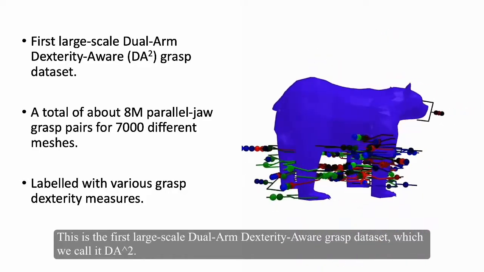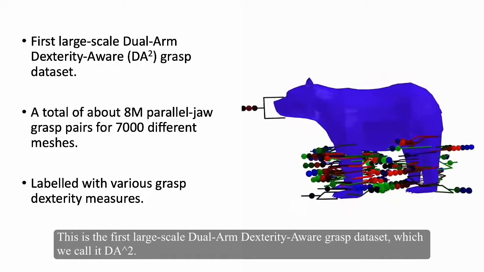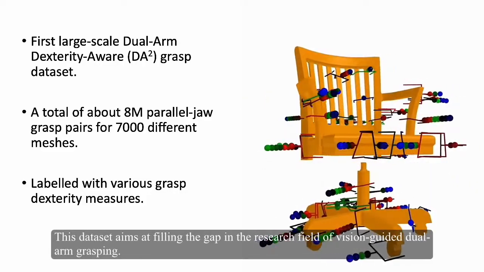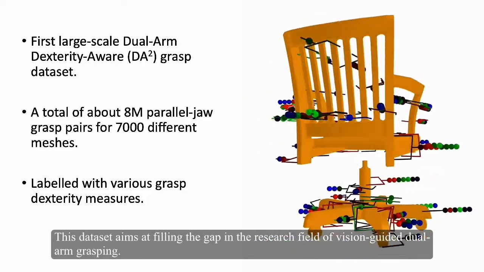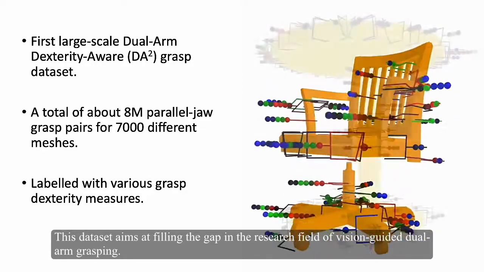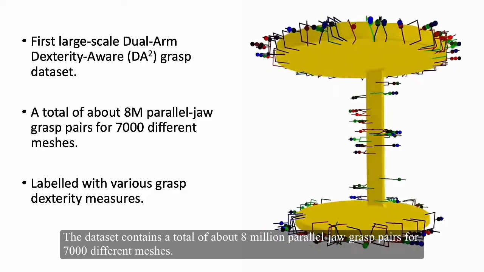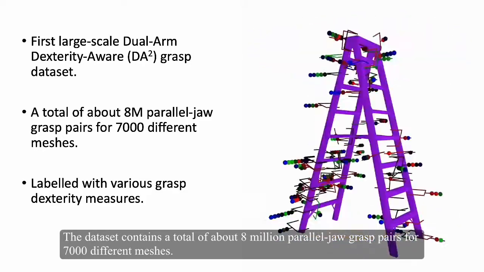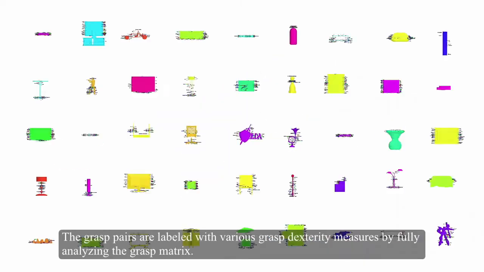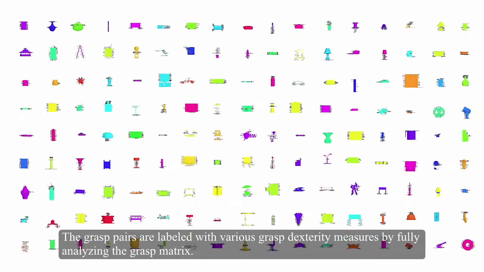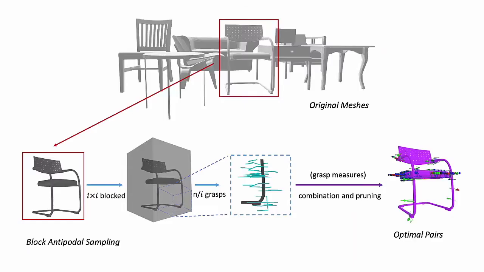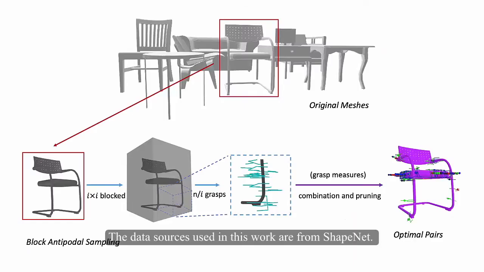This is the first large-scale dual-arm dexterity-aware grasp dataset, which we'll call DA2. This dataset aims at filling the gap in the research field of vision-guided dual-arm grasping. The dataset contains a total of about 8 million parallel jaw grasp pairs for 7,000 different meshes. The grasp pairs are labeled with various grasp dexterity measures by fully analyzing the grasp matrix. The data sources used in this work are from ShapeNet.